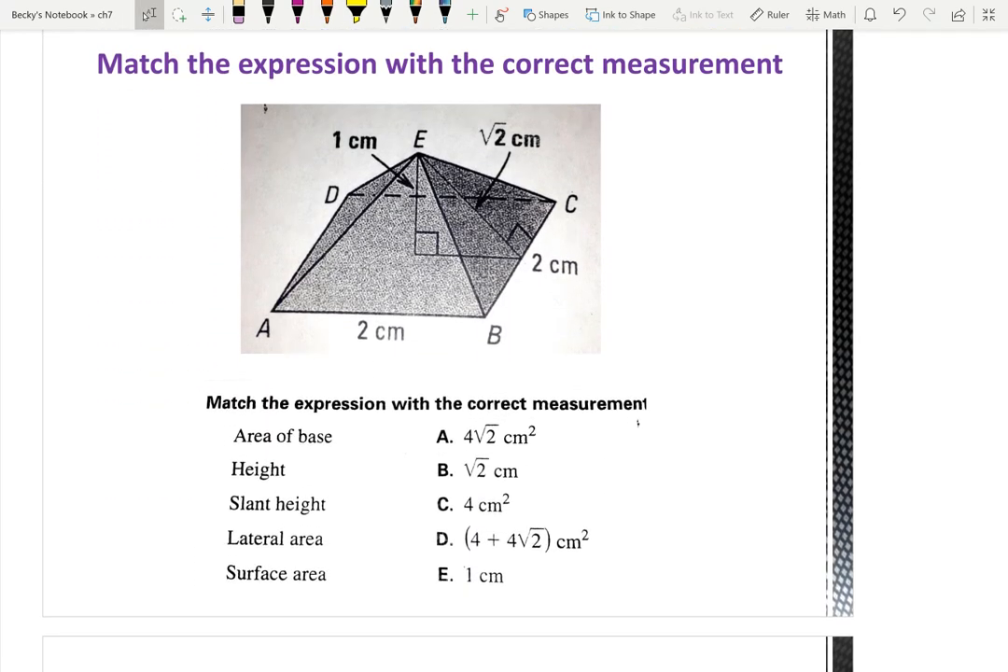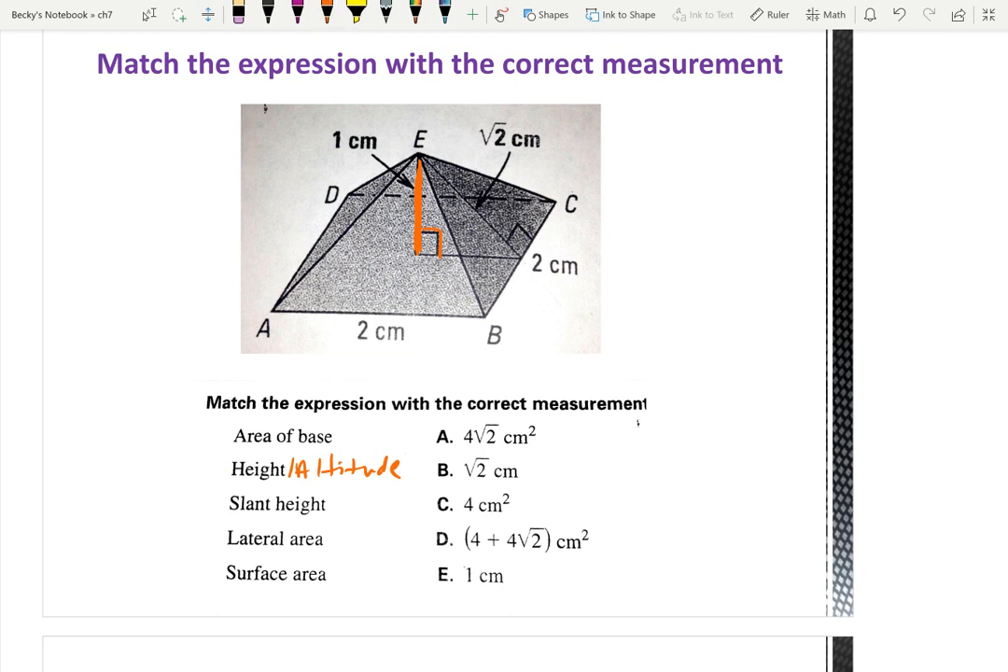Okay, so this is the last slide, and what we're going to do is just try to find each of these. And you can pause it and try it. Okay, so let's try to get our bearings of some of this. So the height is the same thing as the altitude. And so that is this number that goes straight down and makes a 90 with the base. So that is 1 centimeter.